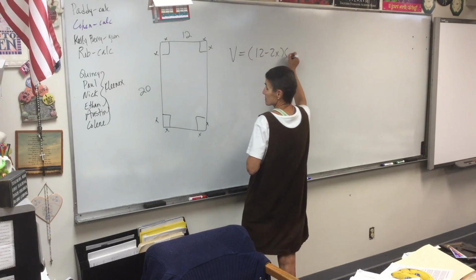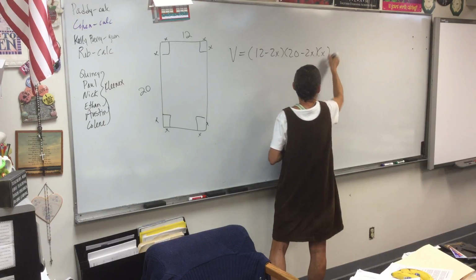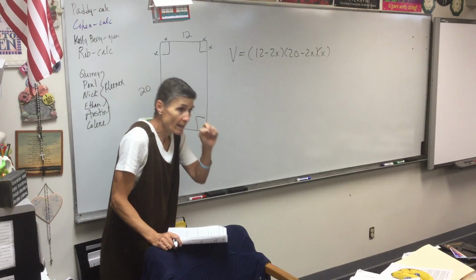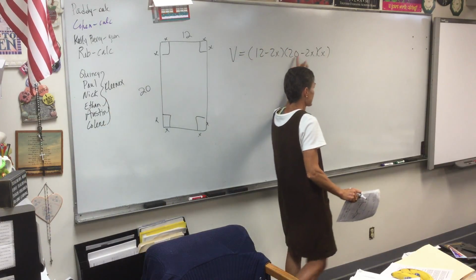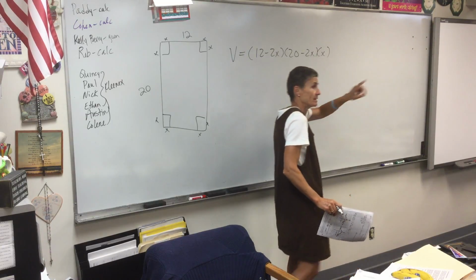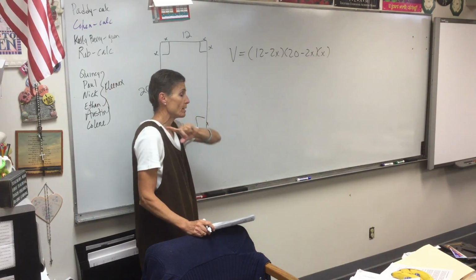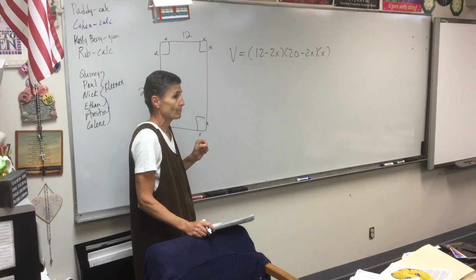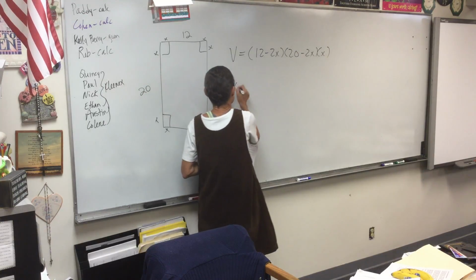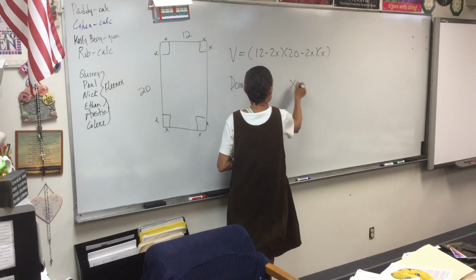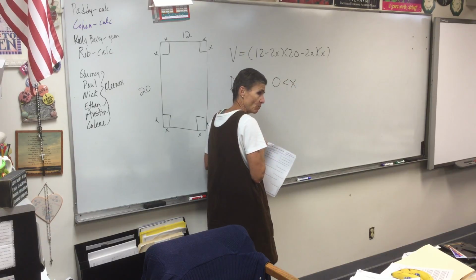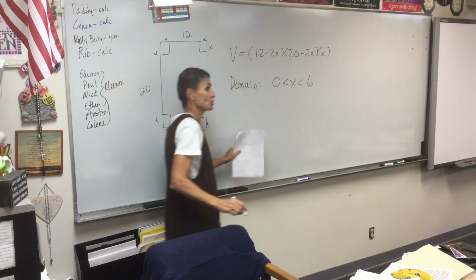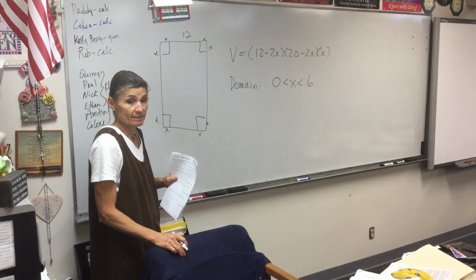12 minus 2x, 20 minus 2x, x. The equation for the volume of the box will always be dimension minus 2x, dimension minus 2x times x. Period. Every time. No difference ever, as long as we don't change the format of the box, which I'm not going to do. Now, what's my domain? That never changes either. X is always between 0 and half the smallest dimension, which in this case would be 6.